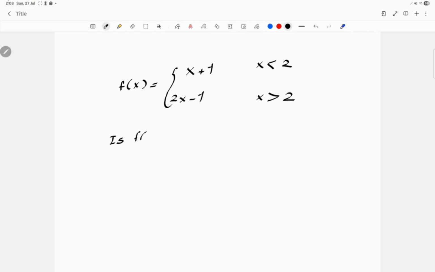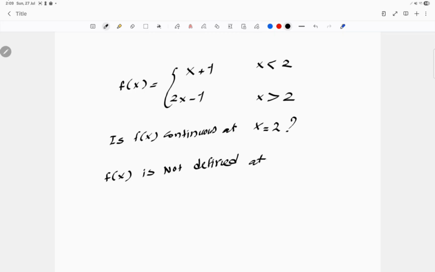So is the function continuous at x equals 2? Because I don't see an equal sign, the function is not defined at x equals 2. So the function is not continuous at x equals 2. Easy, without doing any work.